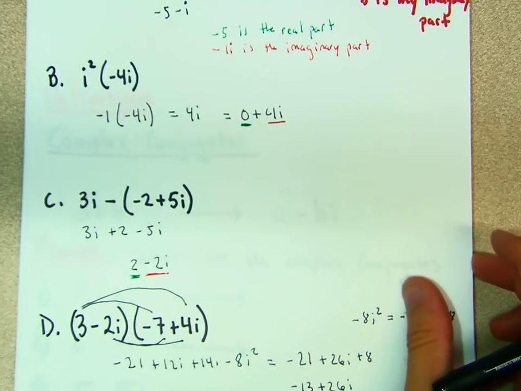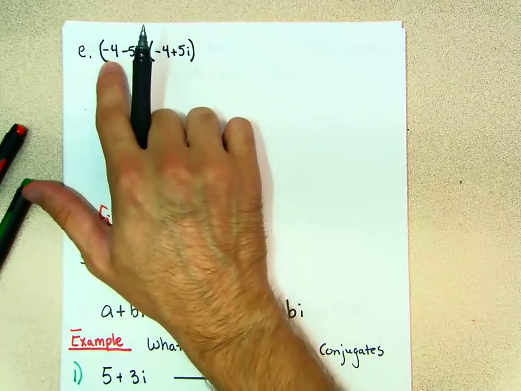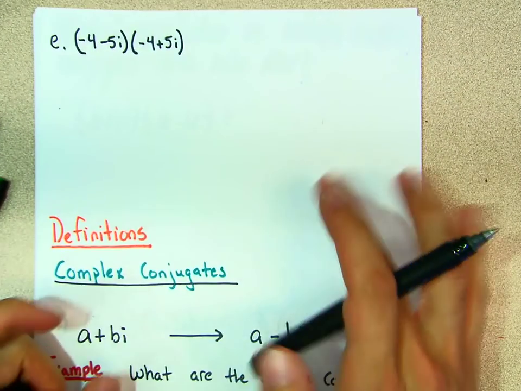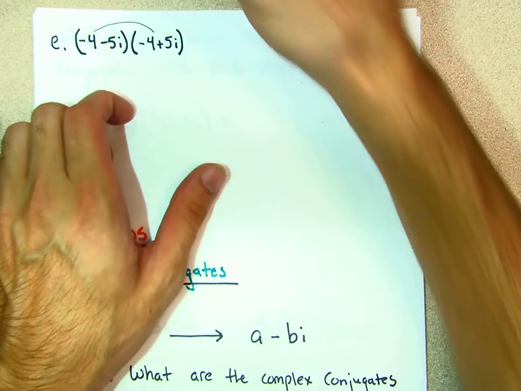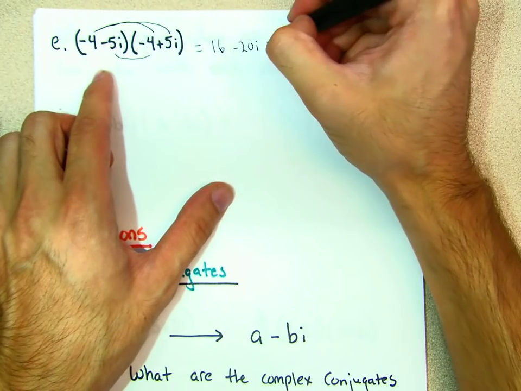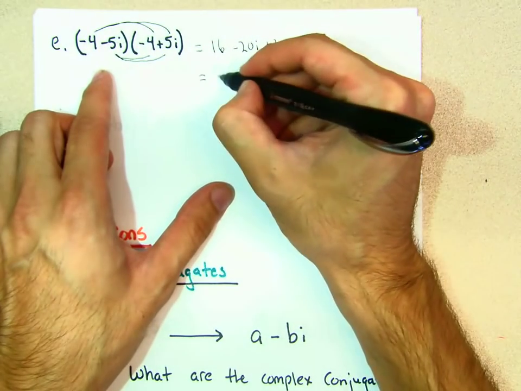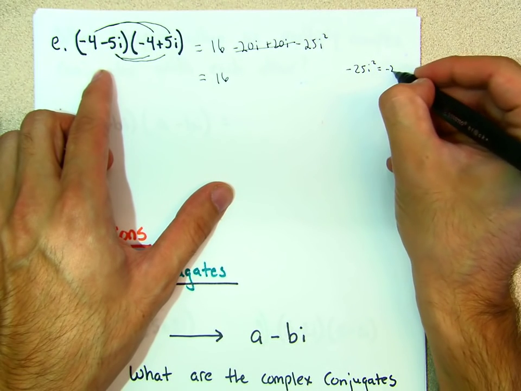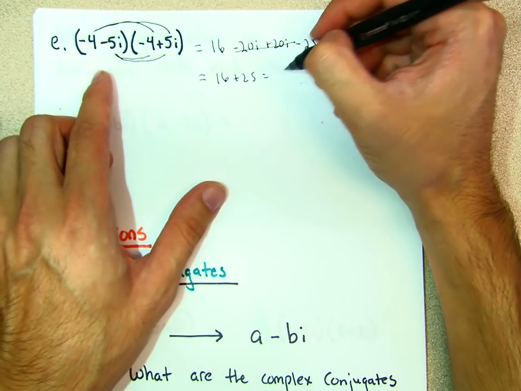Okie dokie. Next one. This is letter E. Let's take a look at E. Here we had negative 4 minus 5i and negative 4 plus 5i, and these will be very helpful for us very soon. So here, what is negative 4 minus 5i times negative 4 plus 5i? Negative 4 times negative 4 is 16. Negative 4 times this is negative 20i, plus 20i, and this becomes negative 25i squared. But then this just becomes 16, negative 20 plus 20 cancel, and negative 25i squared is negative 25 times negative 1, which is just 25. So this is just 16 plus 25, and that should be 41.